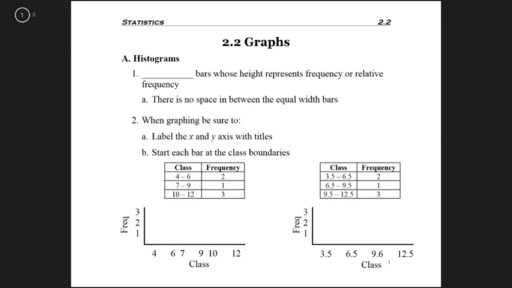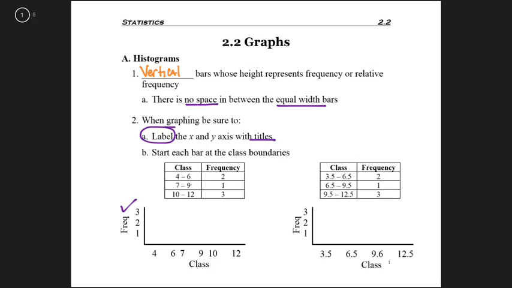So now that we understand frequency distributions, we're ready to turn those into graphs. The first type of graph that we want to study is called a histogram. And this is vertical bars whose heights represent the frequency, or it could be relative frequency. Really important is there's going to be no space in between these bars, and that each bar needs to be of equal width. Also, as you're drawing the graphs, be sure that you label your axes with titles.